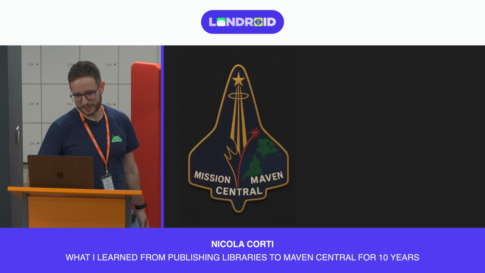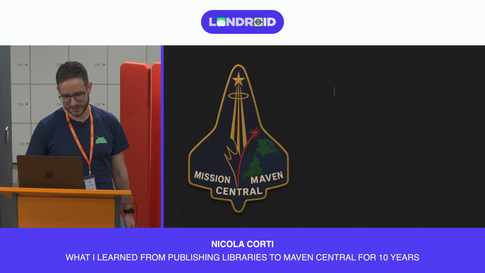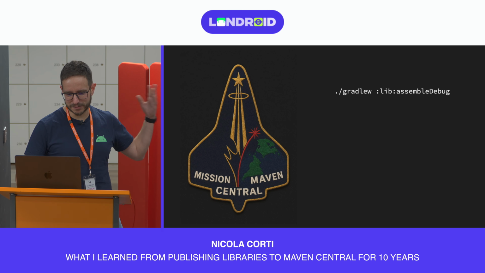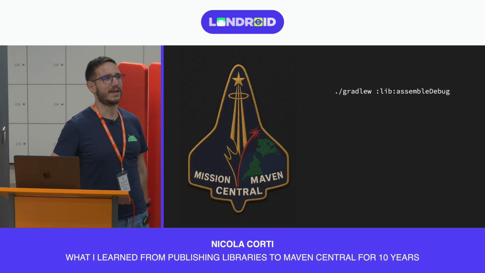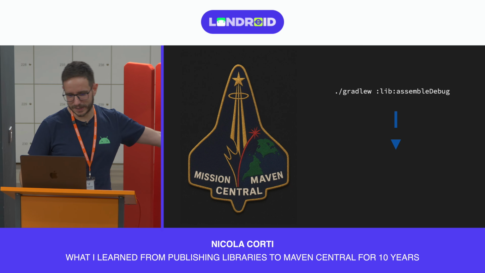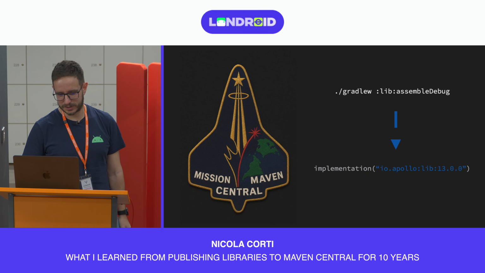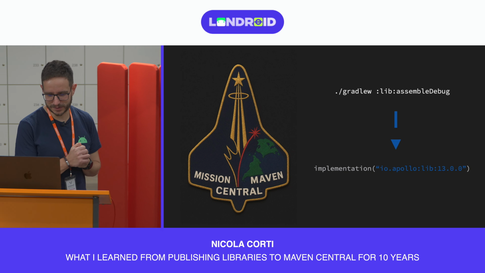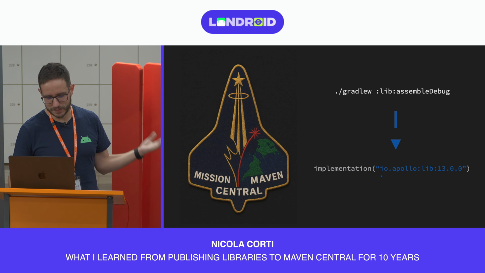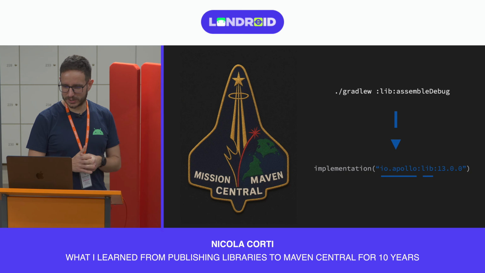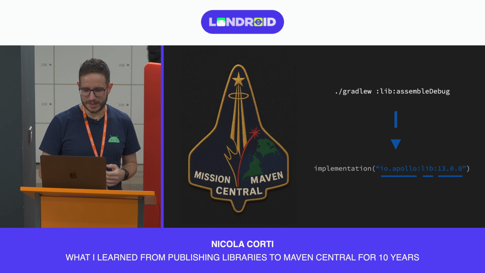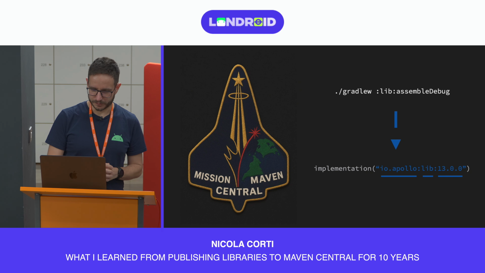We want to ship. We want to reach for the stars. And what does it mean, reach for the stars? It means getting from something that looks like this, a Gradle command that allows you to build a library locally, to something like this, a line that someone else can put inside their Gradle file to depend on your library. And to do this, you will need three things. First, your group, your library name, and then your version.